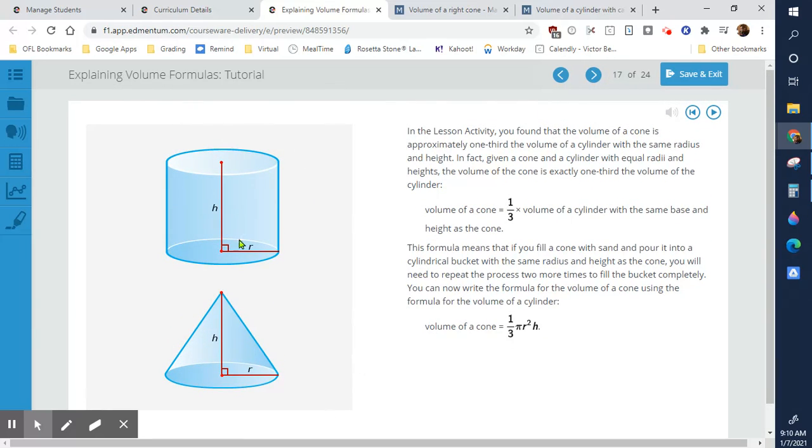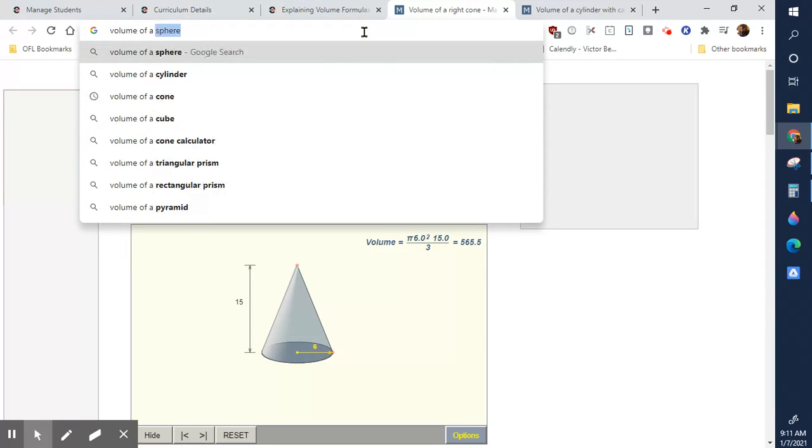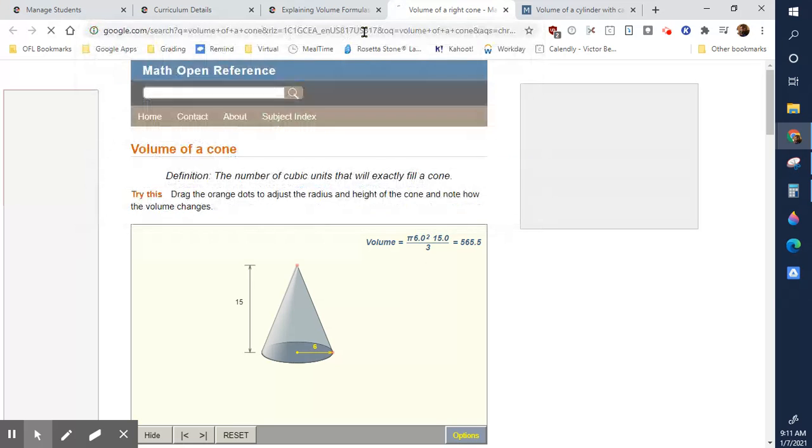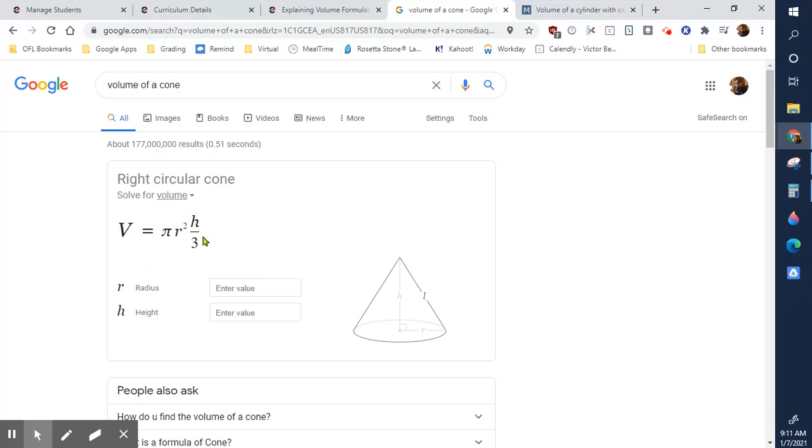Let's see what Google does. Volume of a cone. Yeah, Google has it as you take the height divided by 3. Dividing the height by 3 is the same thing as dividing everything by 3. So I don't know why Google has it that way. It's strange, but either way, no matter how you do it, it's fine.